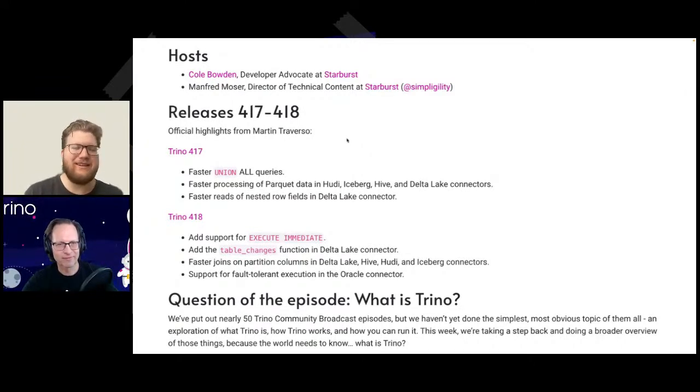So in 417, we had faster union all queries. I'm realizing right now that this all is not inside brackets. We've improved processing of Parquet data in our data lake connectors, and we've added faster reads for nested row fields in Delta Lake. In 418, there's support for execute immediate. That's basically a shorthand way to execute a statement without needing to prepare and deallocate prepare, which is useful for some situations where you're running the same query repeatedly.